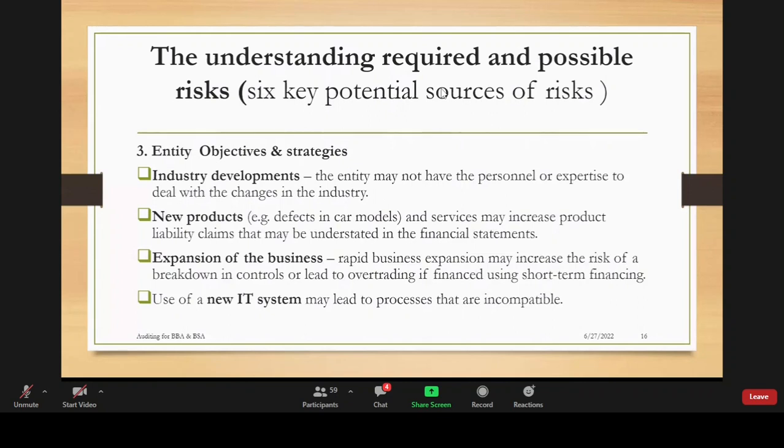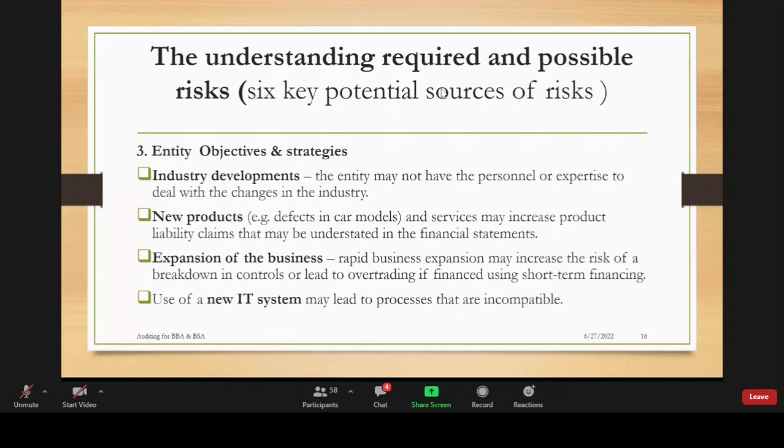Use of a new IT system. A new IT system can cause very significant damage to a business because one, it may not be compatible with other systems. Two, it may take long to kick off. Three, the people who are running the system may not themselves understand it properly.